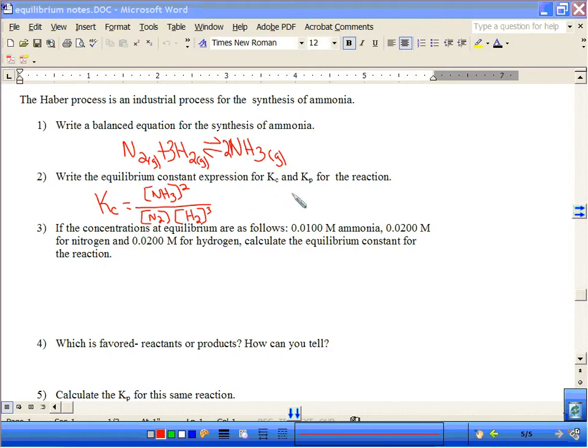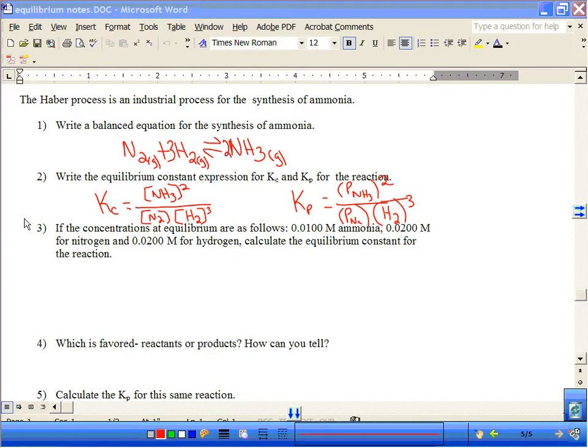That is Kc. Kp looks almost identical. Instead of brackets, we're going to use parentheses. You would have parentheses, and you would write NH3, and this would be raised to the second power, and then parentheses with a P, and this would be N2, raised to the first power, and then this would be H2, raised to the third power. And so that's called the Kp expression. So the Kc expression has brackets, the Kp expression has parentheses and big P's in them, basically, for pressure. And that's the way that would look.